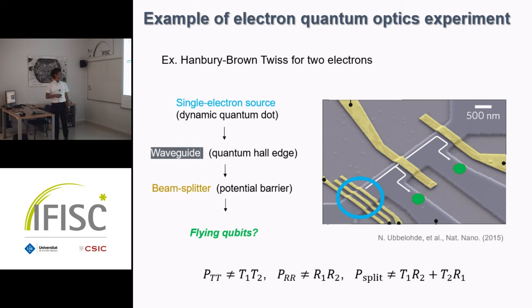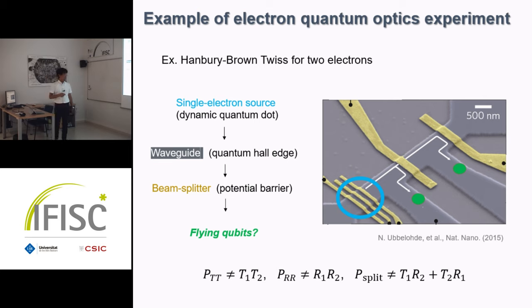Here is one experiment recently done. It is an example of the Hanbury Brown-Twiss effect using two electrons. This is the two-dimensional electron gas. Here, first, we have a single-electron source, which can also emit two electrons. The two electrons are emitted into the waveguide prepared by the potential edge, the white line. The beam splitter is easily made by the potential barrier located here. So in principle, we can make flying qubits.